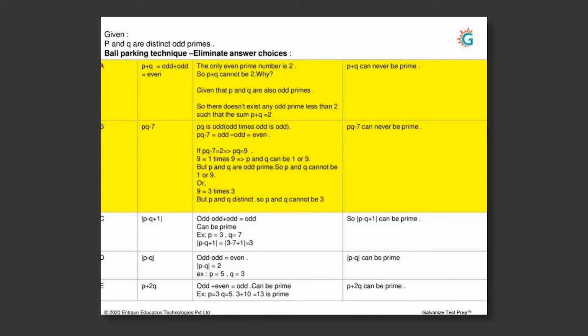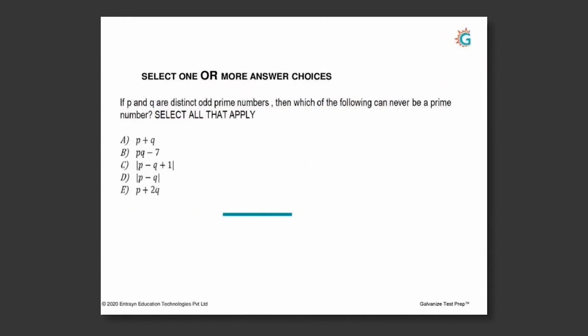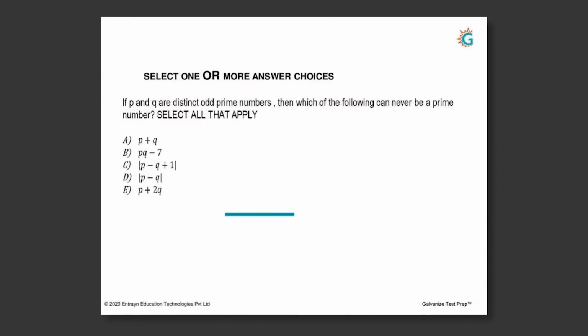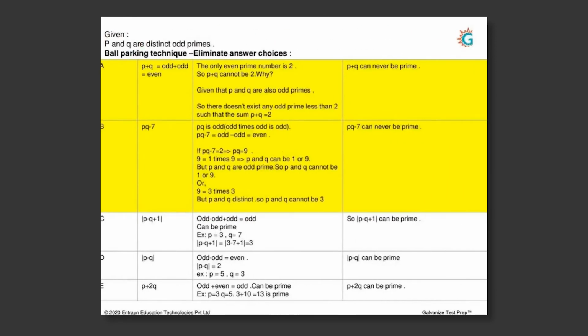Never be a prime number means they have to be composite numbers. There should always be a composite number. If you're looking at every option choice, it has to be a composite number, then that option choice is correct. So when you have the usage of always, or the question says which of the following can never be a prime number, in that case, it is advisable to go for an analytical approach.